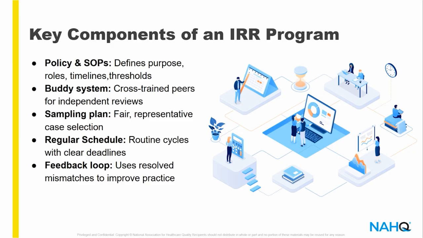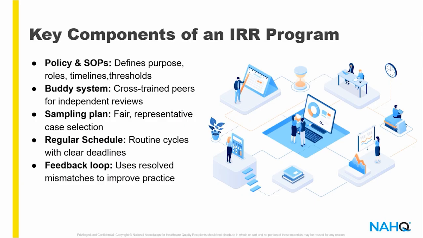Another component is the buddy system, where we pair abstractors for independent review so that no one's work goes unchecked. Cross-train your staff so that more than one person can abstract the measures and registries. Creating these intentional built-in redundancies not only strengthens IRR, but it adds resilience to your overall abstraction program by protecting continuous operations. Next is a sampling plan. We have to decide what percentage of cases we review each cycle and ensure that sample is fair and representative. We'll cover this more in an upcoming slide.